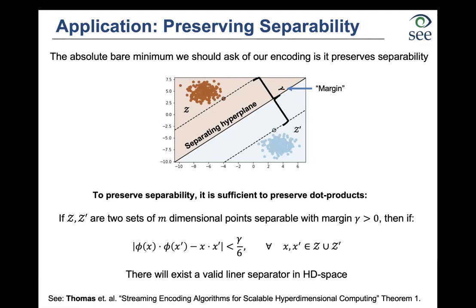It turns out that for separability to be preserved under encoding, it's sufficient for the encoding to preserve dot products between input points. What I mean by this more specifically is that if we have two sets of points that are separable with some positive margin, that means that their convex hulls are separated by a positive distance, then provided dot products in HD space approximate dot products on the original version of the data up to some error that depends on the margin, there will exist a valid separating hyperplane in HD space.